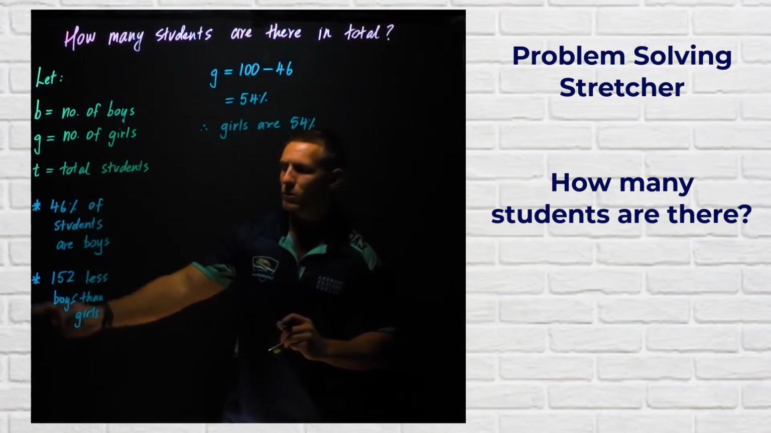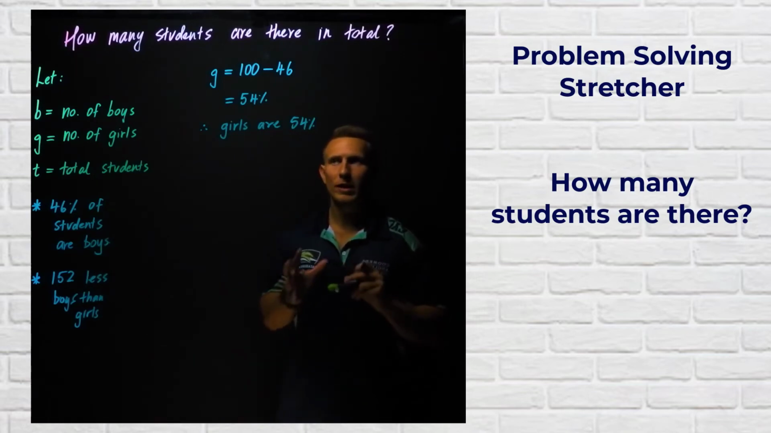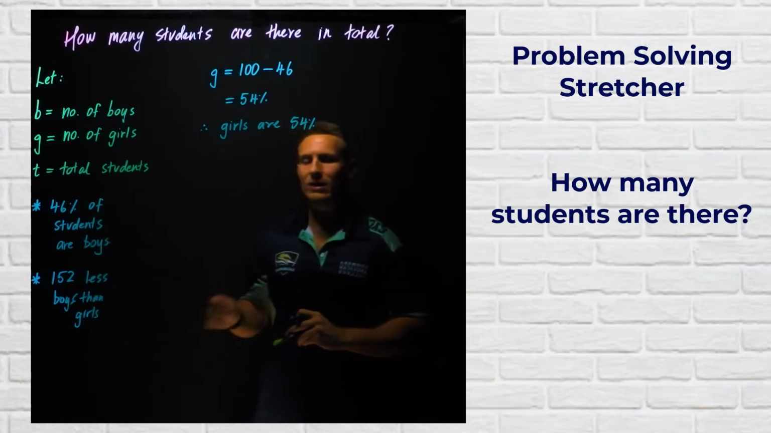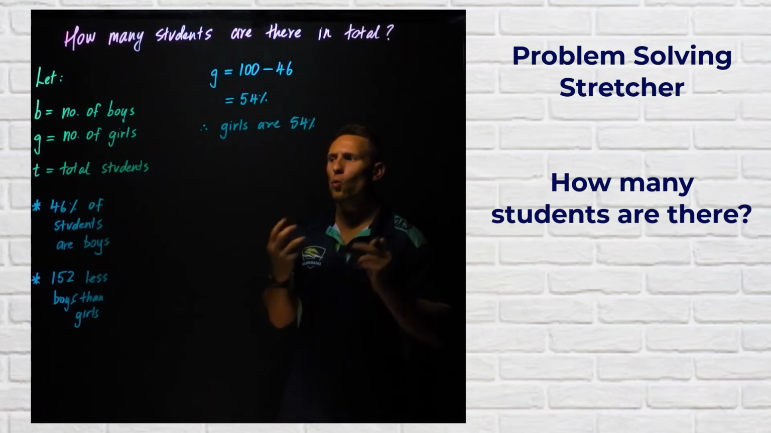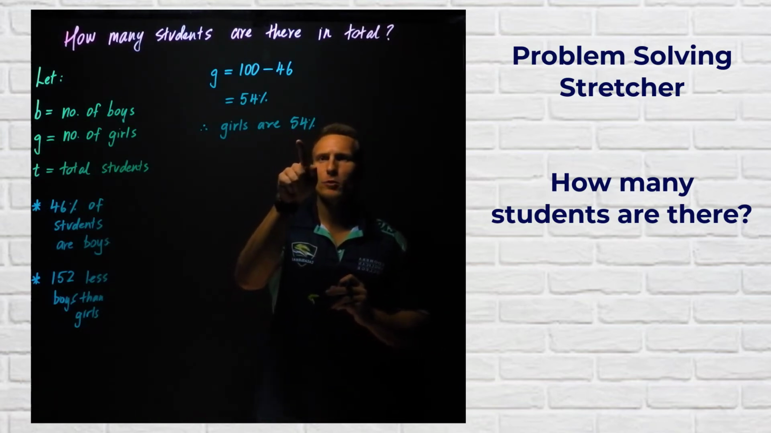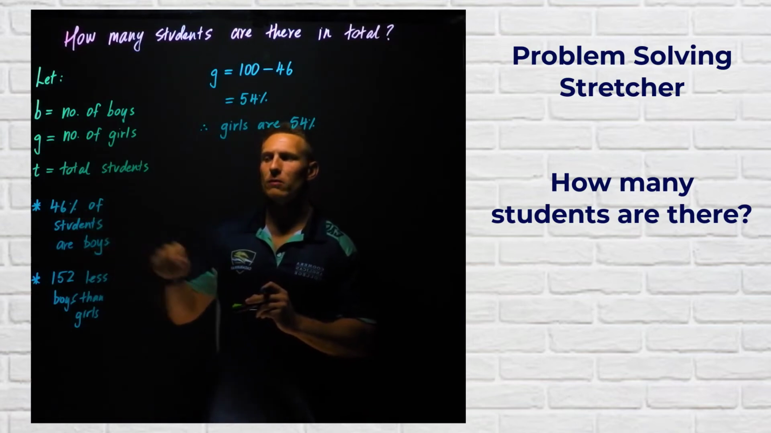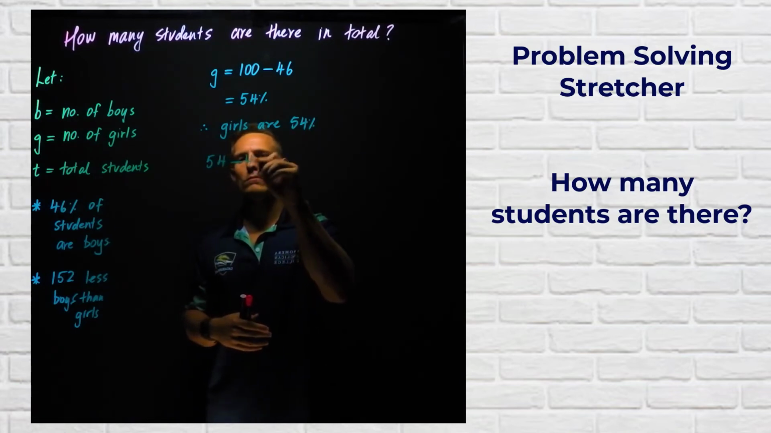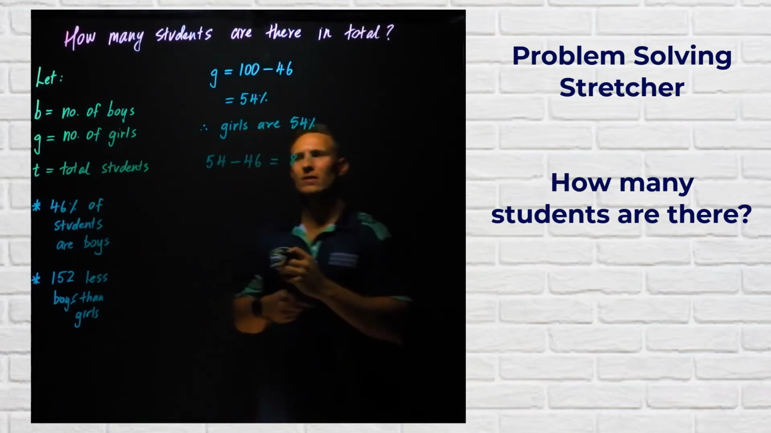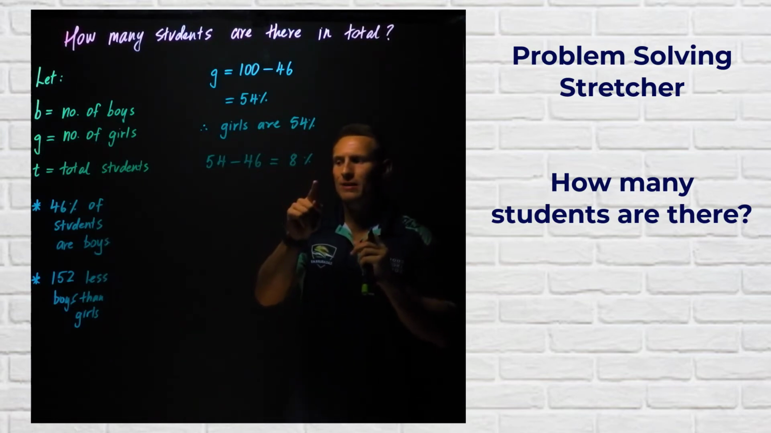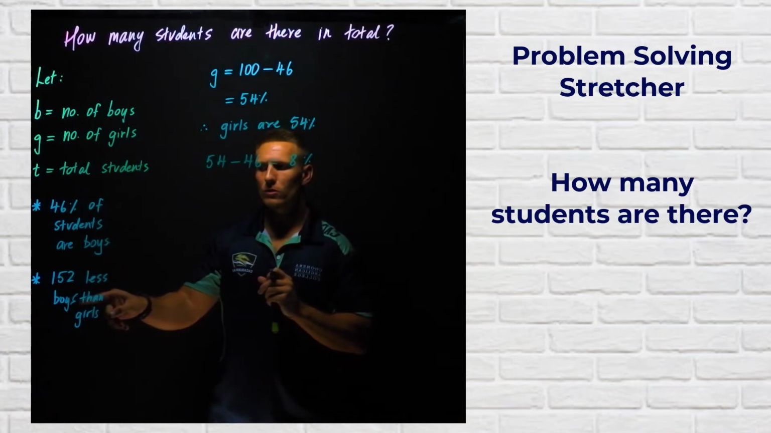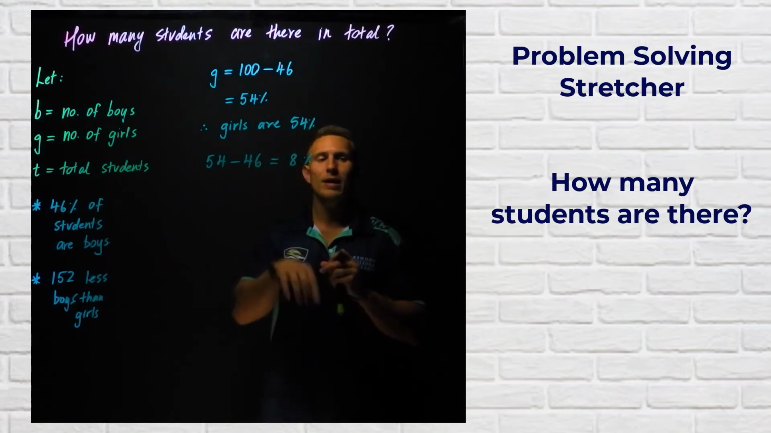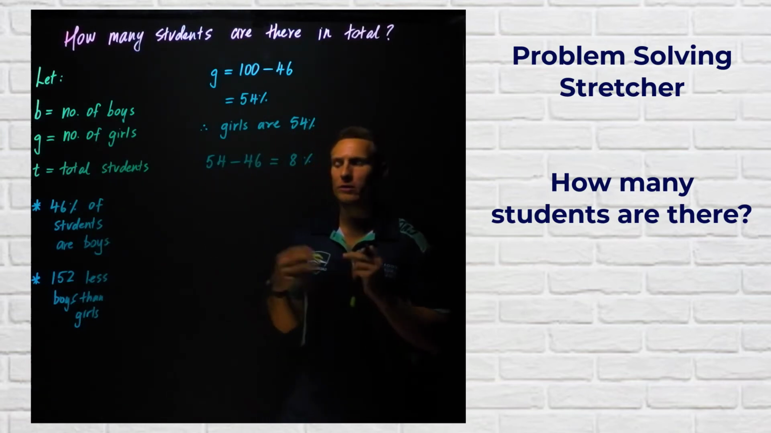Now this piece of the puzzle down here gives us some information that we need to use in order to solve this problem. We're told that there's 152 less boys than there are girls. So we need to work out the difference between 54% and 46%. The difference between 54 and 46 is 8, so there's 8% difference. That 8% difference is the 152 students. And that's 8% of the total amount of students in this particular school.